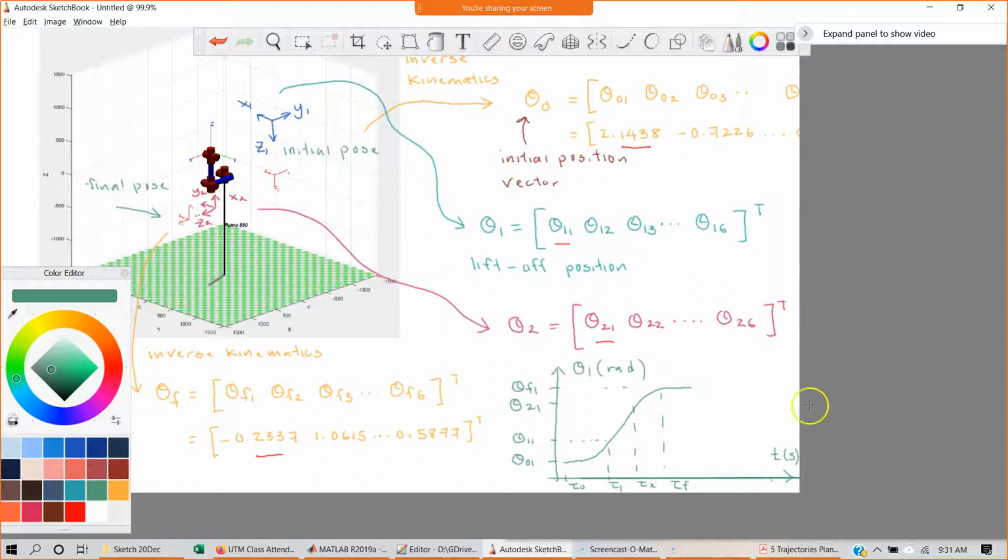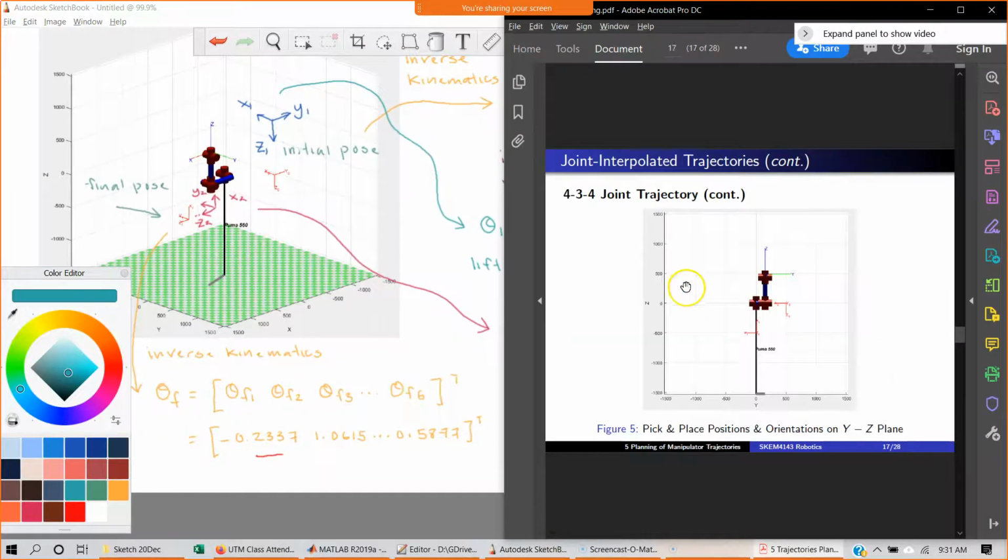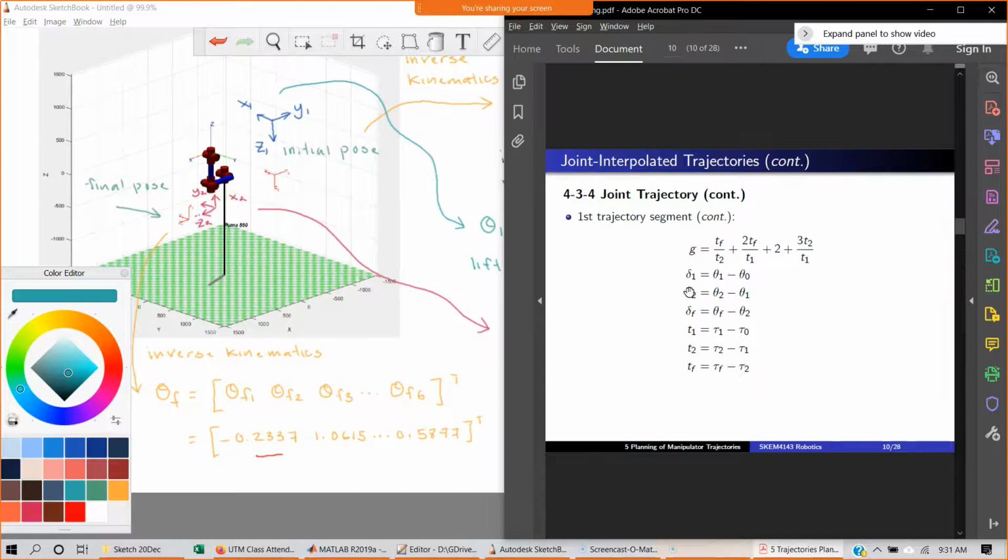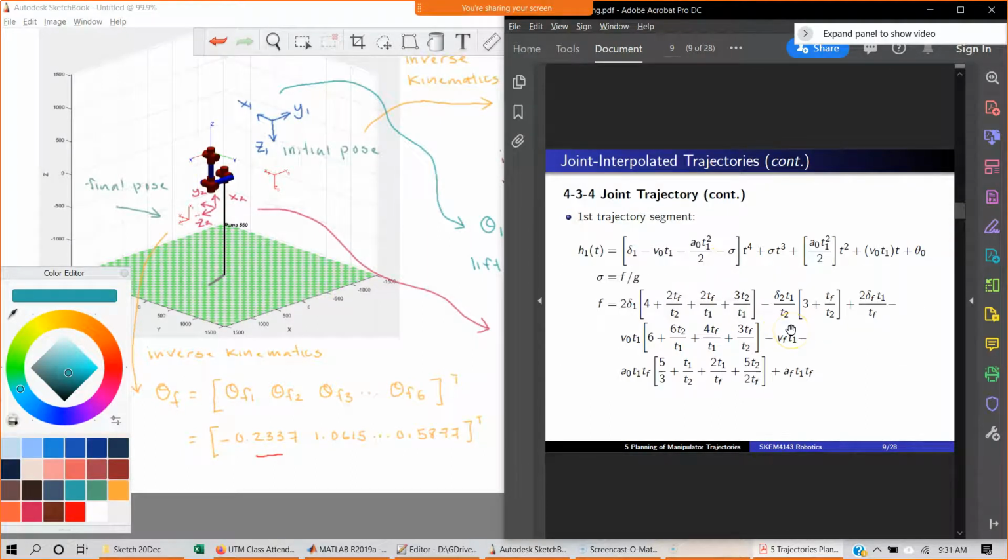Okay, so now we have to compute this. We have to compute the 3 segments. What are the 3 segments? This is h1 of t, this is h2 of t, and this is h3 of t. And these equations are given in the notes. These are the equations, right?